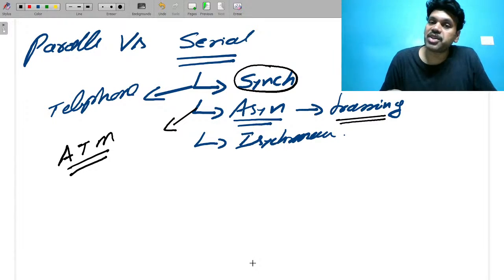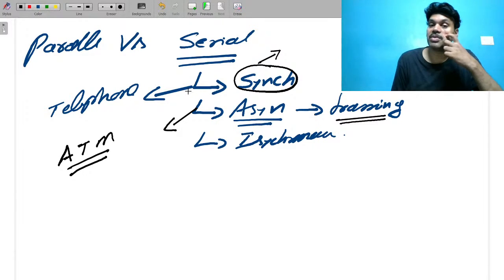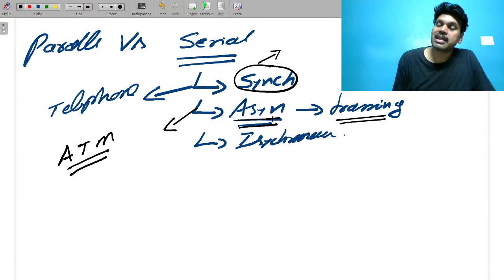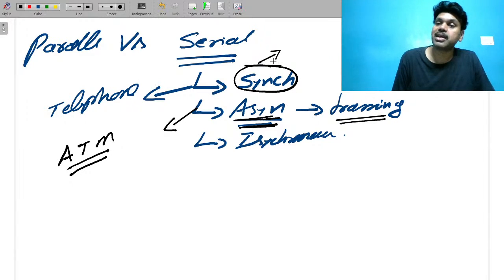But if you want effective bandwidth utilization, what do you prefer? Synchronous. Your throughput is going to be very high in synchronous. Your throughput is very low in asynchronous. And overhead is very high in asynchronous, and overhead is very low in synchronous.